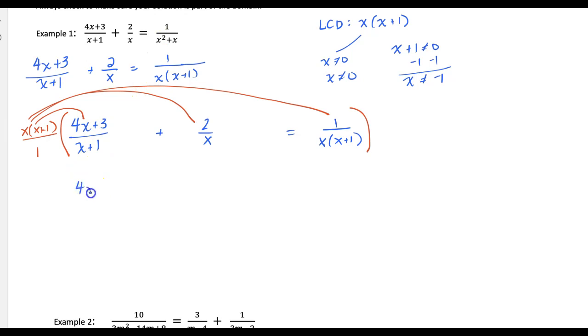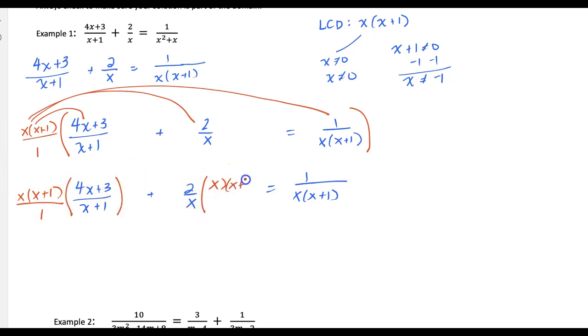Let me go ahead and write down what we initially had. And I'm going to show in red that I'm distributing that x times x plus 1 to each one of the fractions. And I'm multiplying it to the numerator, x times x plus 1 in each case.